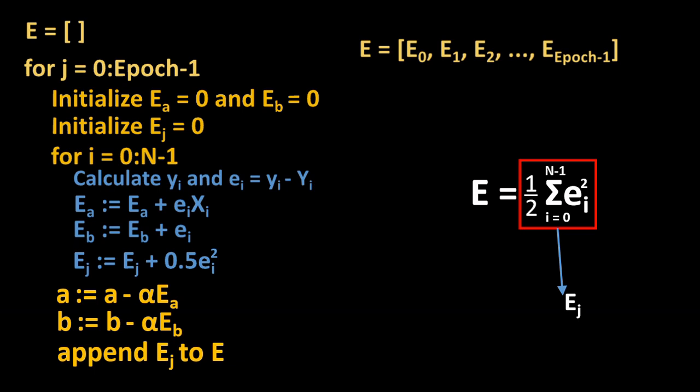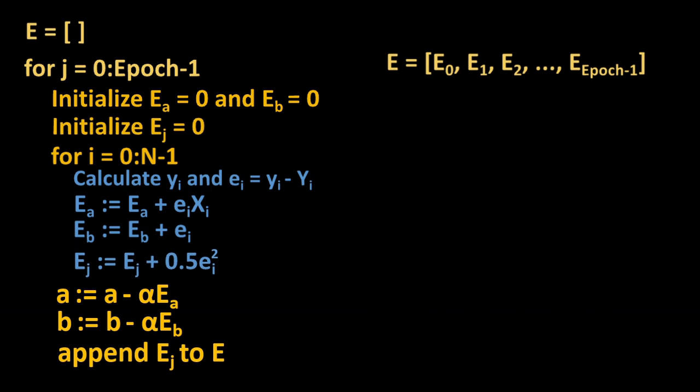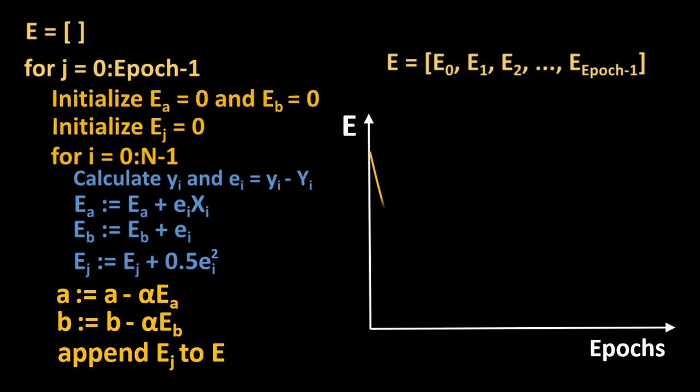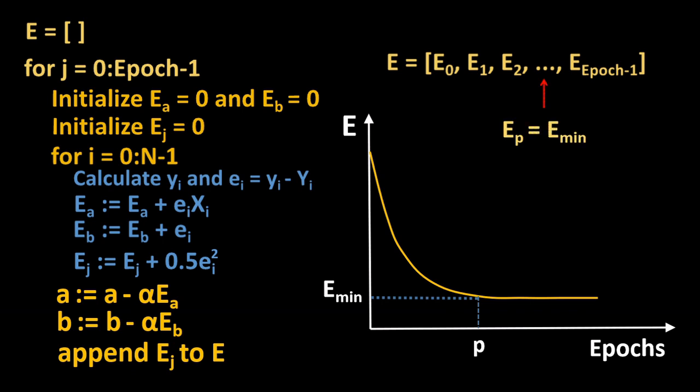Now when we plot this value of E with number of epochs, we get a curve something similar to the one which is shown here. This curve shows that our error is decreasing with epochs, and after a certain number of epochs it reaches its minimum value and will remain at that value, which shows convergence of our error to a minimum value, and this is the point where we need to stop this code. Here we have obtained our optimum values of parameter A and B.